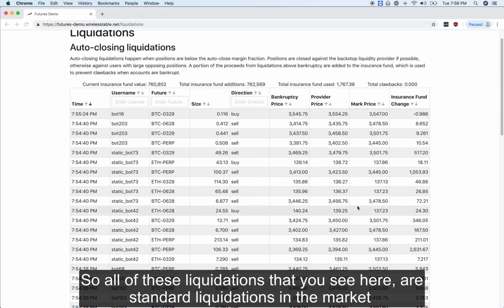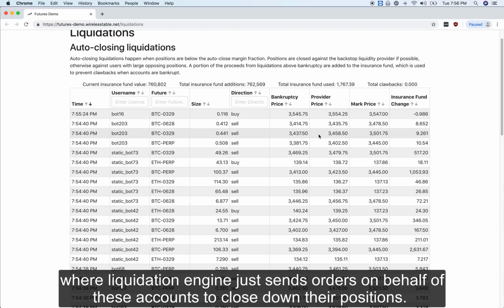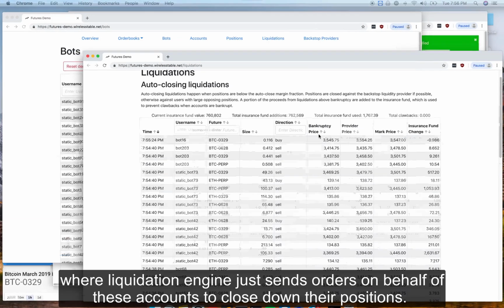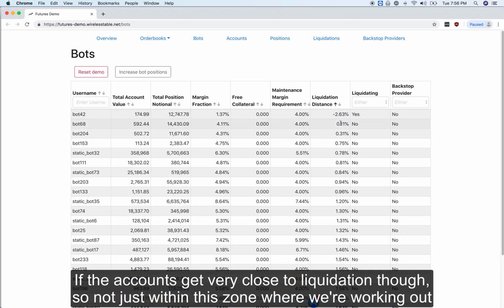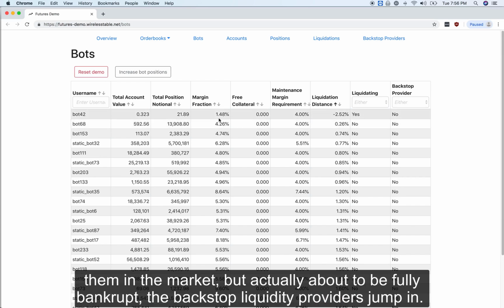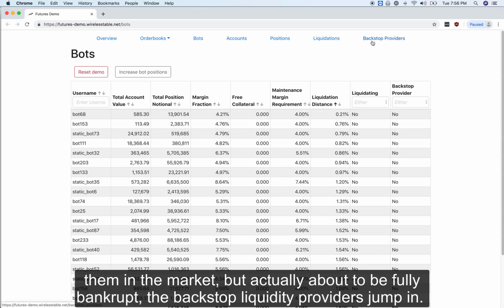So all of these liquidations that you see here are standard liquidations in the market, where our liquidation engine just sends orders on behalf of these accounts to close down their positions. If the accounts get very close to liquidation, though, so not just within this zone where we're working out of them in the market, but actually about to be fully bankrupt, the backstop liquidity providers jump in.